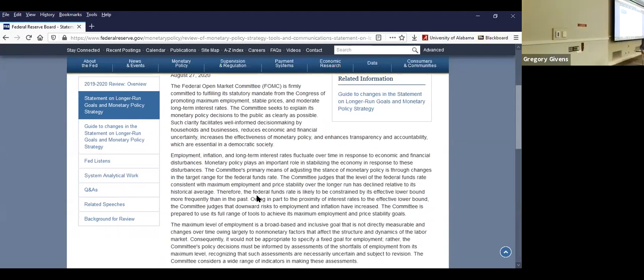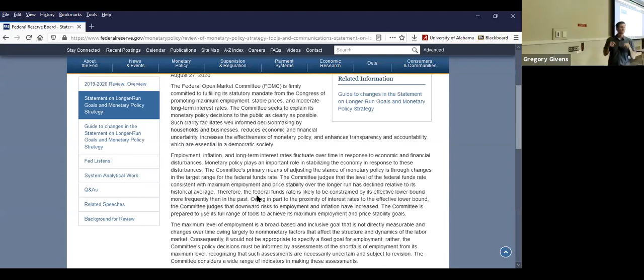The FOMC is firmly committed to fulfilling its statutory mandate from Congress to promote maximum employment, stable prices, and moderate long-term rates. The committee seeks to explain its policy decisions to the public as clearly as possible. Such clarity facilitates well-informed decision-making by households and businesses, reduces economic and financial uncertainty, and increases the effectiveness of monetary policy. It enhances transparency and accountability, etc.